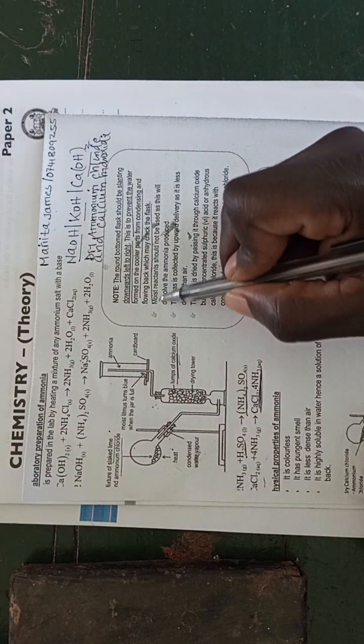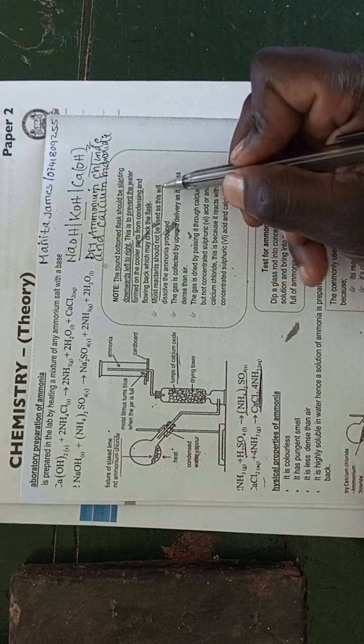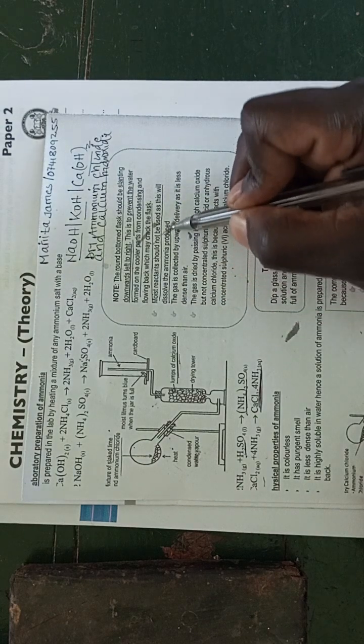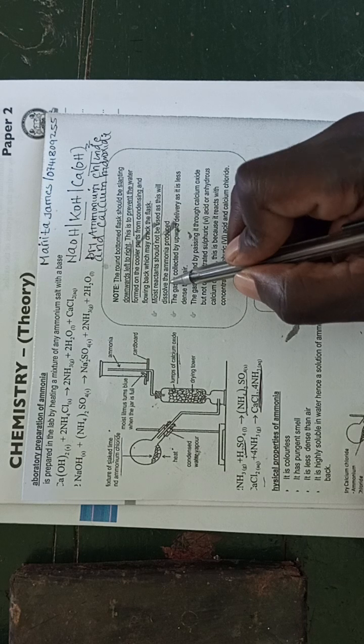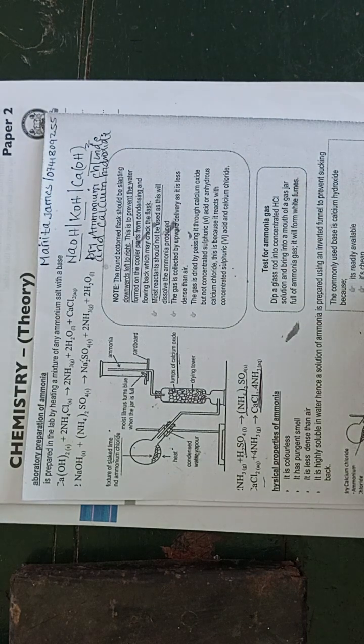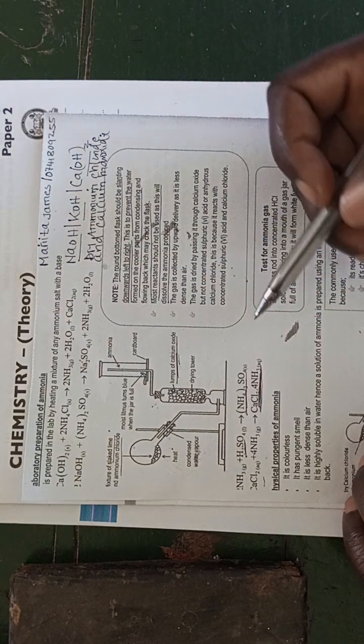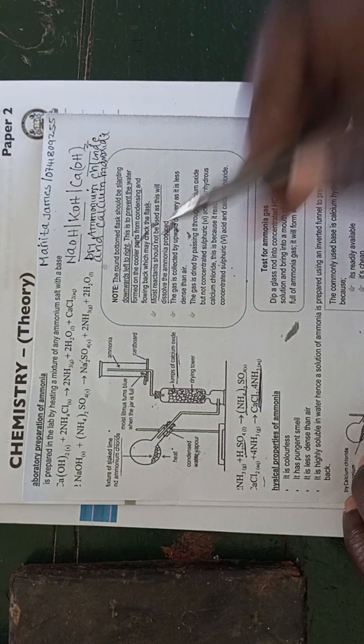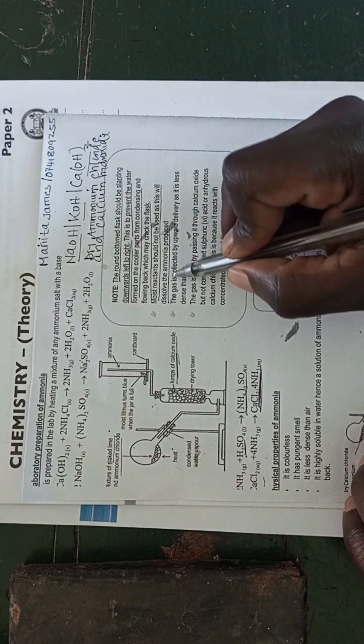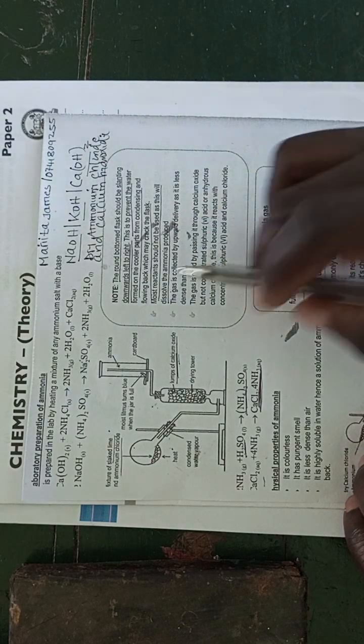A moist reactant should not be used, as this will dissolve the ammonia gas produced. So we cannot use moist ammonium chloride. We cannot use moist calcium hydroxide. They must be dry, because if they are moist, the gas produced will dissolve the ammonia.